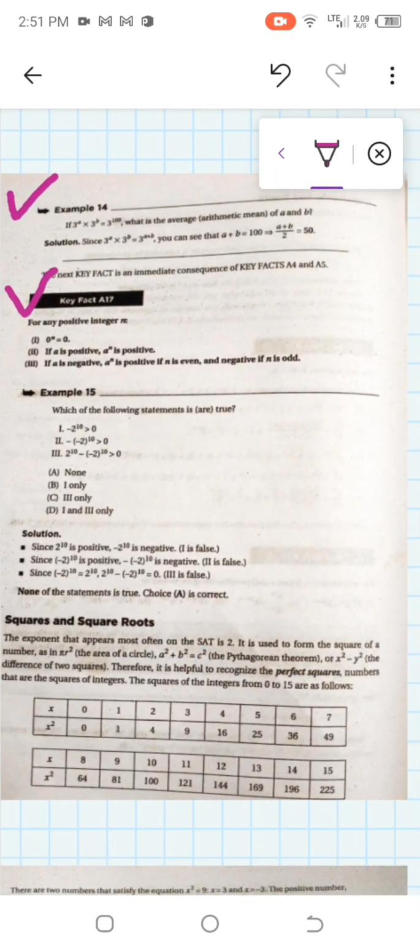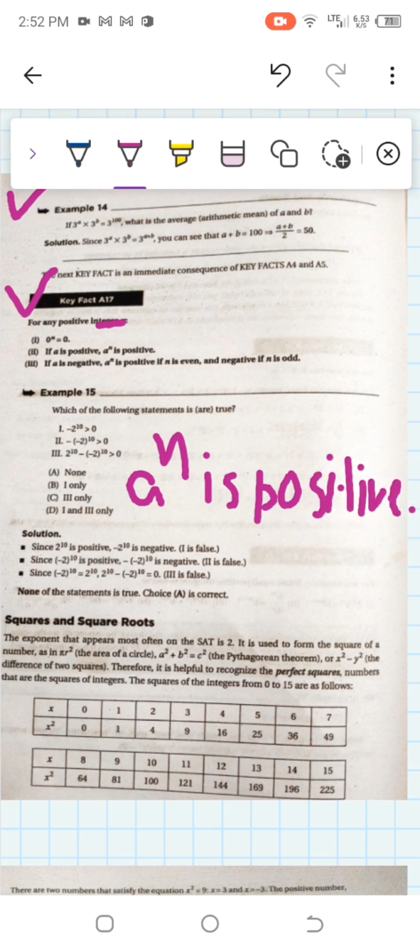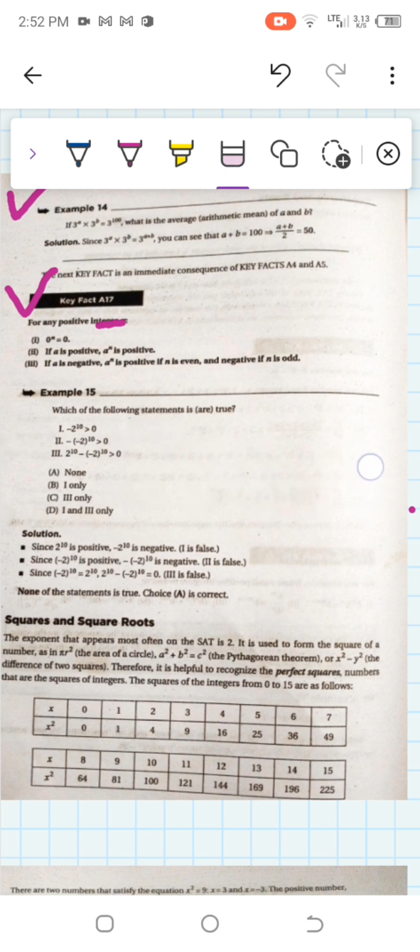Okay, now we are moving towards key fact number A17. If any positive number, then 0 to the power n is equal to 0. Okay, it is a positive number, so that will be positive. Fine. Now moving towards example number 15.